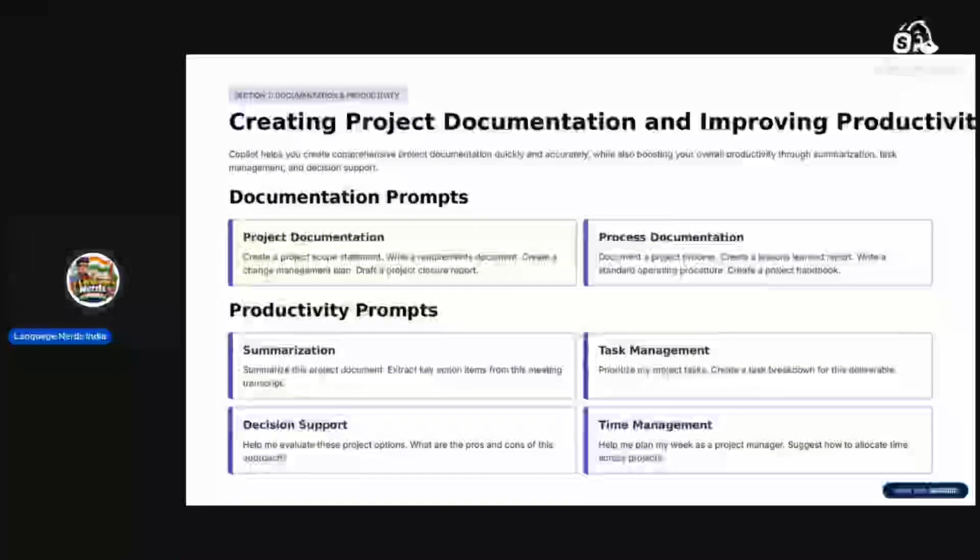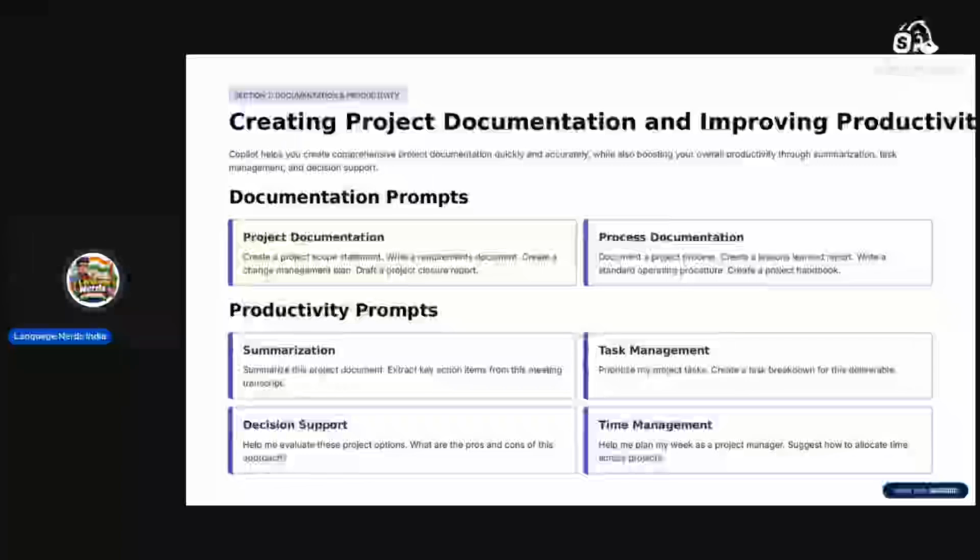Now, Copilot can also help you create comprehensive project documentation quickly and accurately, while boosting your overall productivity through summarization, task management, and decision support. Let's look at documentation prompts. For project documentation, you could use, write a project scope statement, write a requirements document, create a change management plan, draft a project closure report.